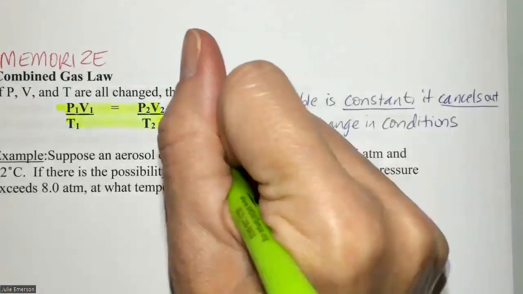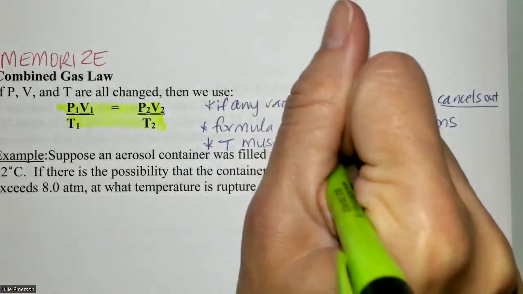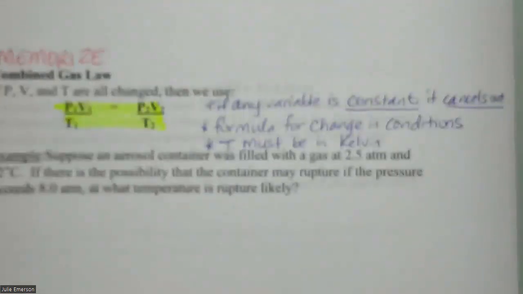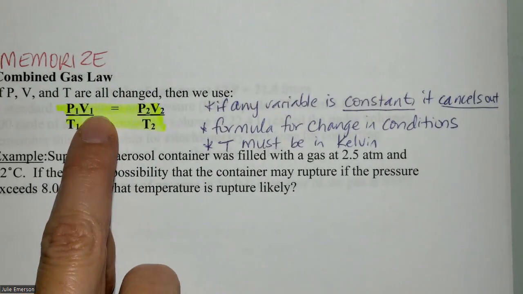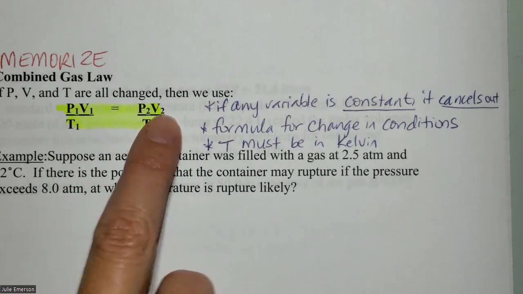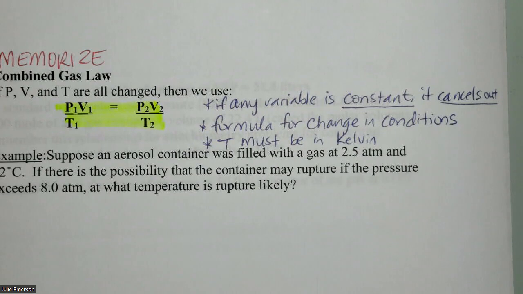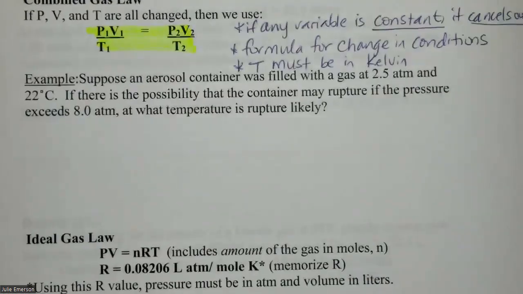And on this one, the only unit that's picky is temperature, which must be in Kelvin. All right. Other than that, pressure doesn't matter as long as it's the same on both sides. Volume doesn't matter as long as it's the same on both sides. But temperature has to be in Kelvin. Temperature is the one that matters. The other formula is about halfway down the page. So I'm going to come back to that example in just a second.